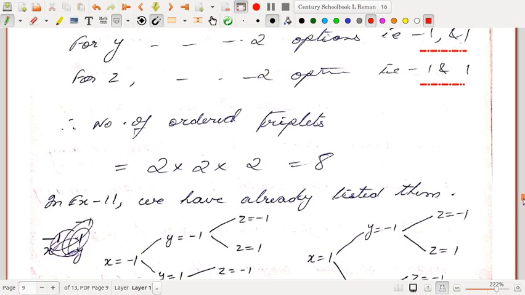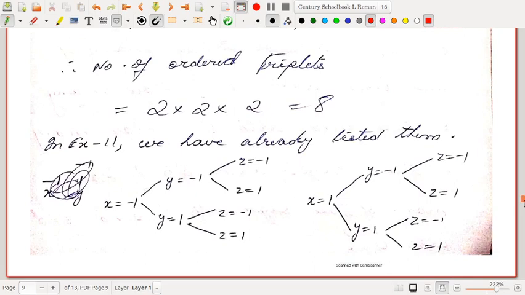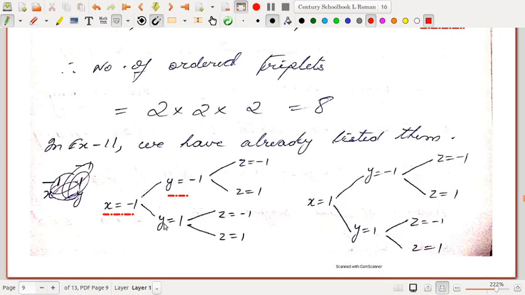In exercise 11, we have already listed them. So here I'll try to list them in a different way as part of the multiplication rule. See, if x is -1, then there are two options for y, right? y can be -1 or y can be 1. If y is -1, then there are again two options for z, right?